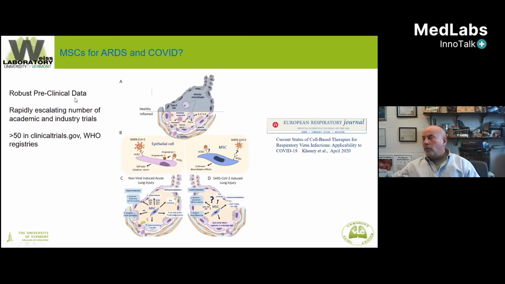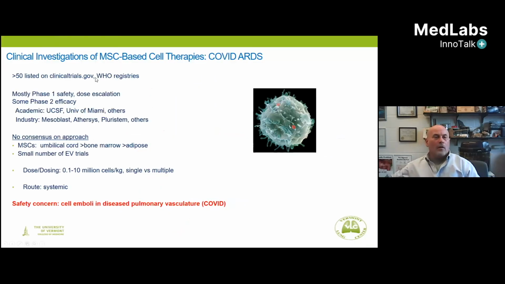Now there's a huge amount of animal data supporting use of MSCs in acute lung injury ARDS, and there are a large and growing number of trials. There are probably 75 trials listed in the various trial databases right now. Most of these are phase 1 safety dose escalation, some case series and case reports, and all of these have shown safety. So that's a big deal.